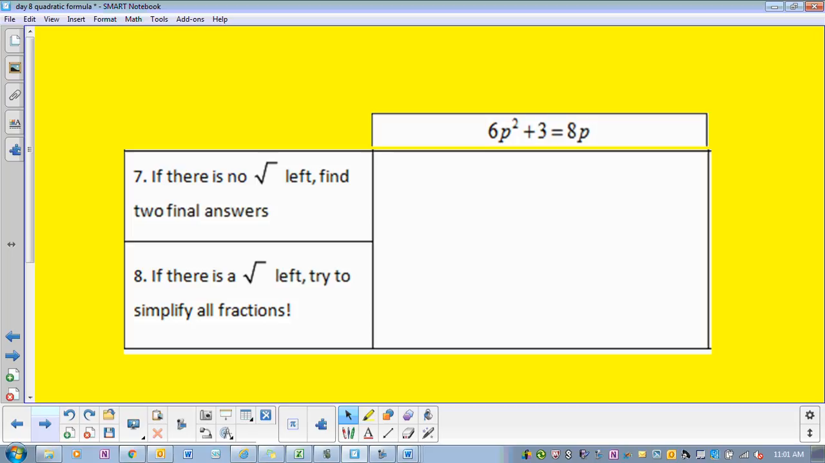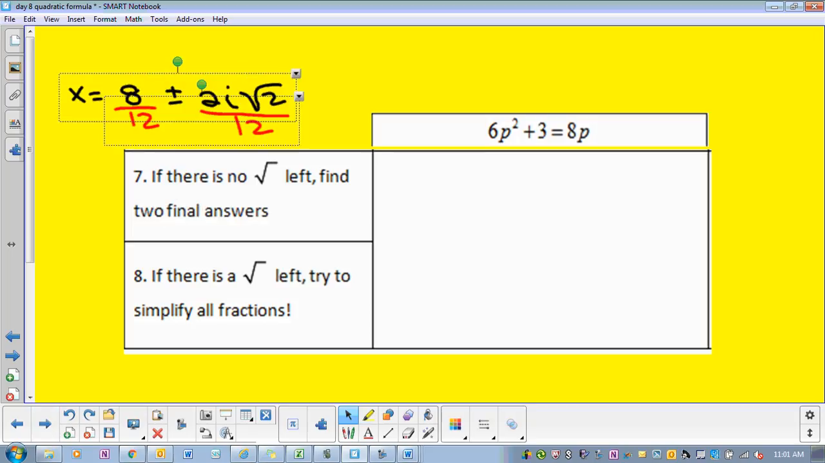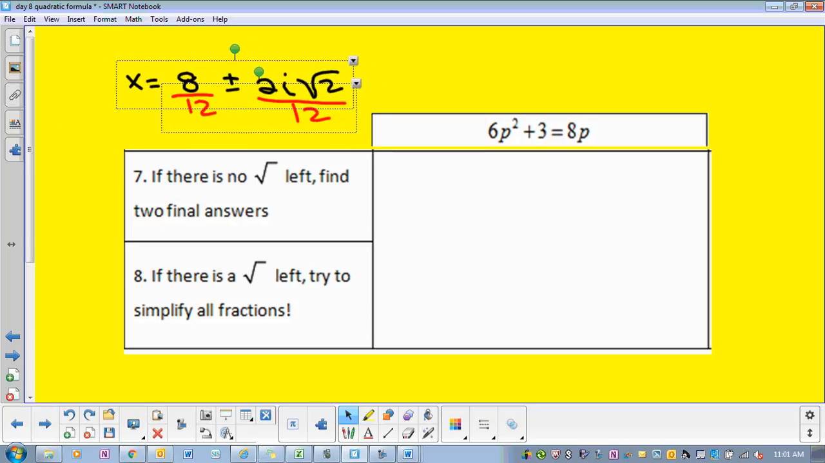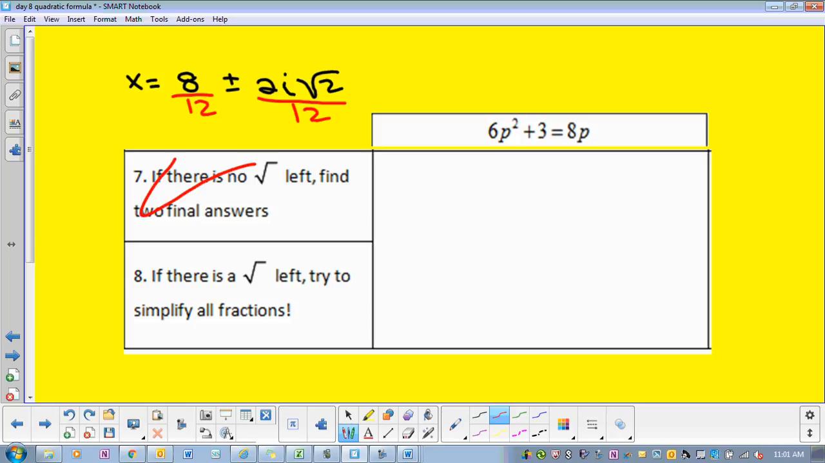Well, so, okay, let's look at this. Step 7 says, if there is no square root left. Is there a square root left? Yeah, it's right there, right? 2I square root 2. So we don't need this one. Step 7 is out, right? Because this one says, use it when there's no square root. Step 8, though, says if there is a square root left, you just try to simplify all of your fractions. Okay, we can do that.